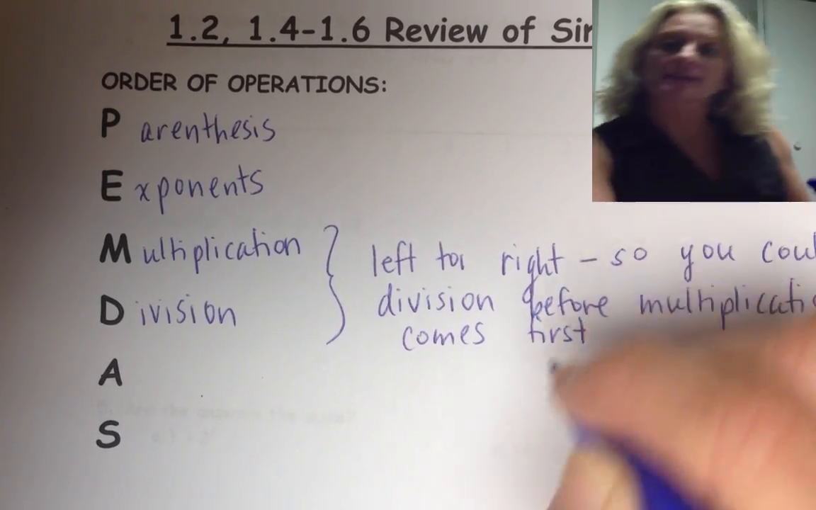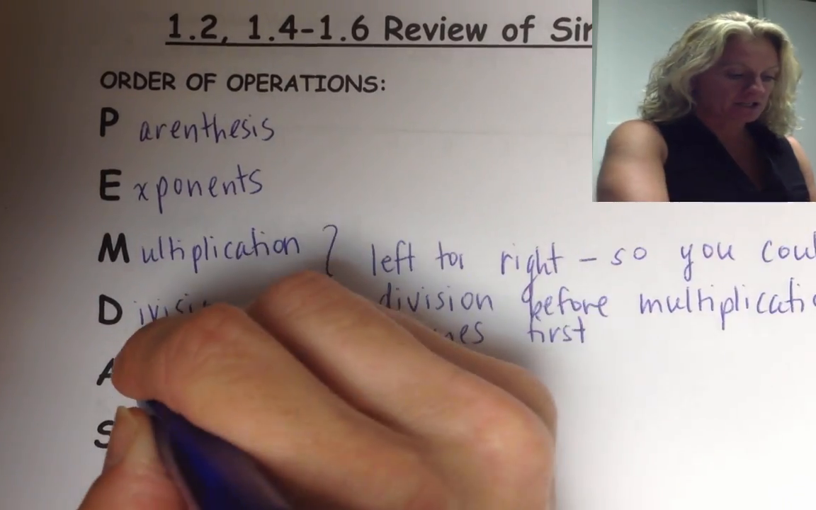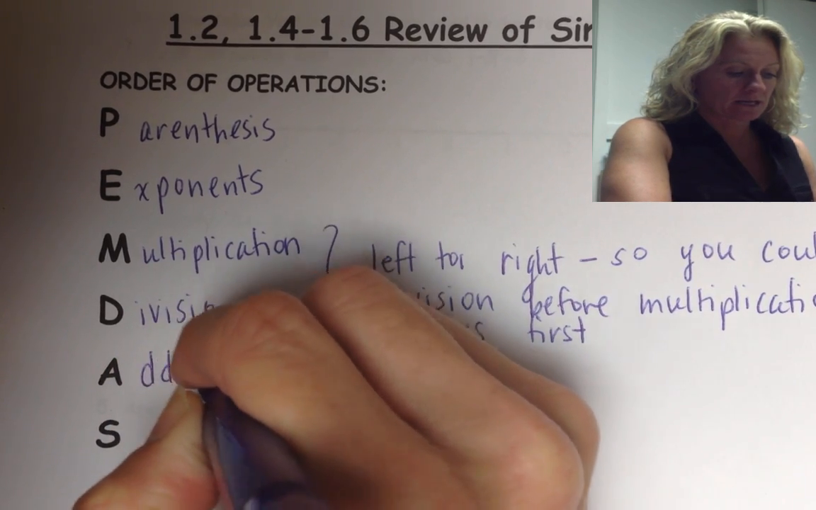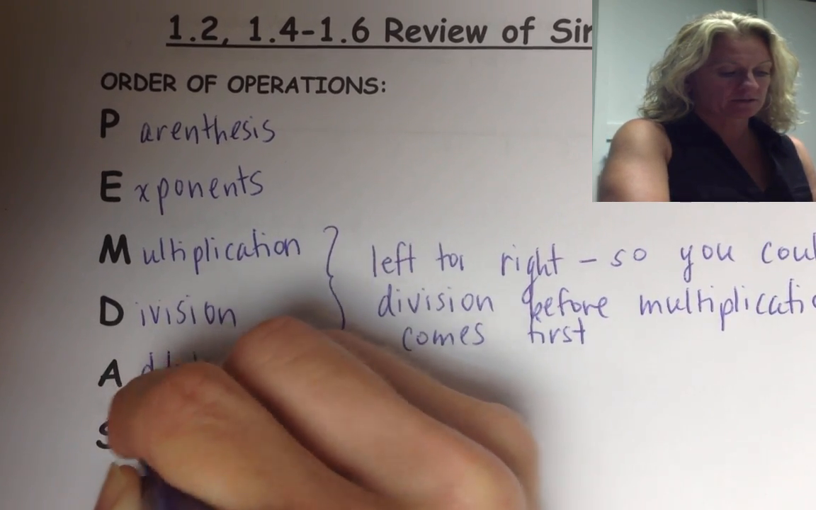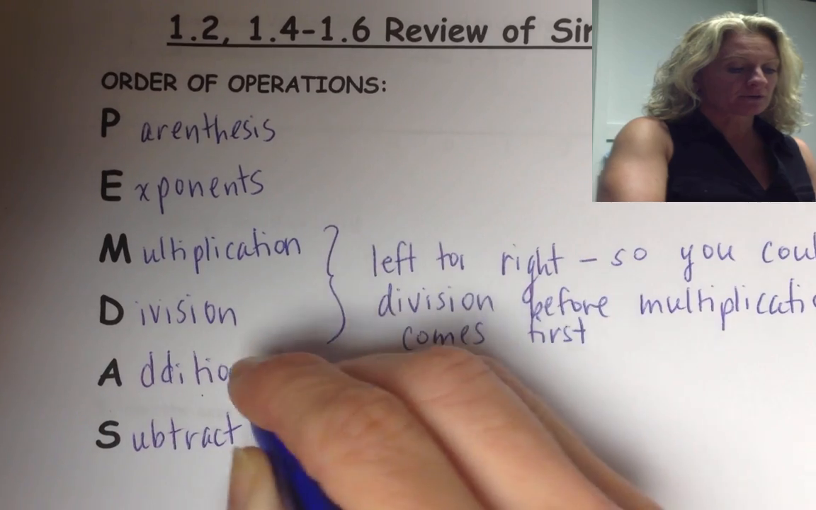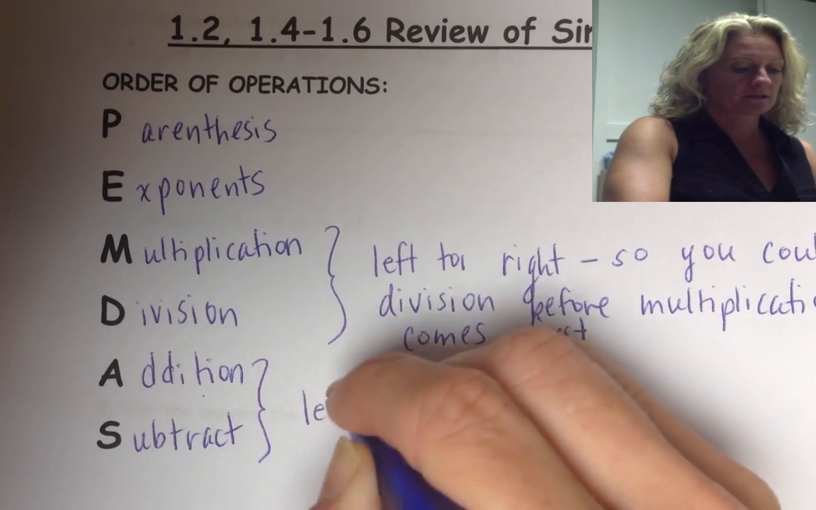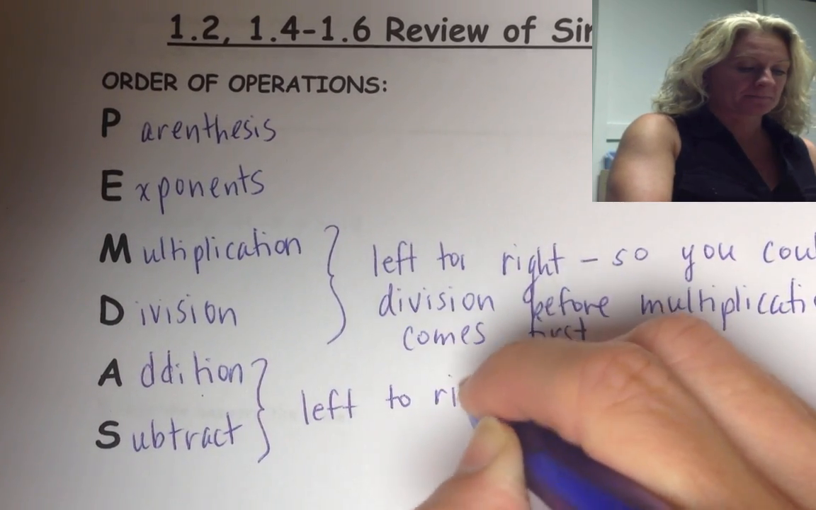And then obviously the A and the S are for addition and subtraction, which is also from left to right.